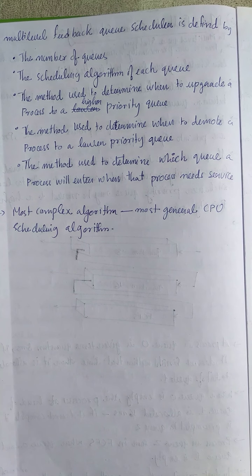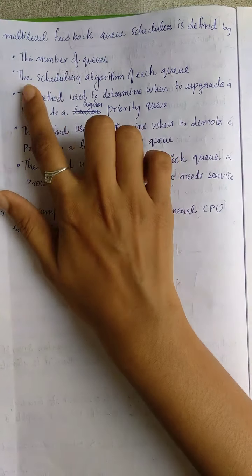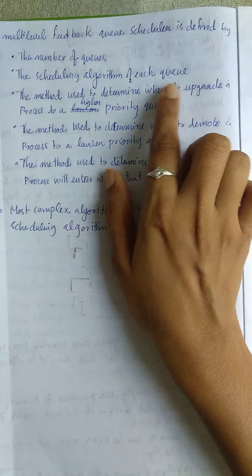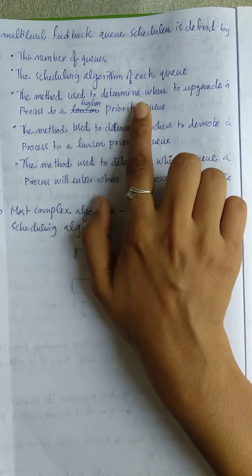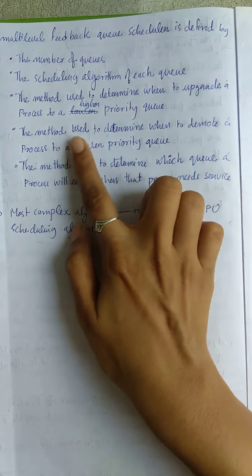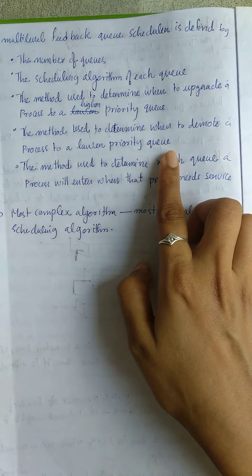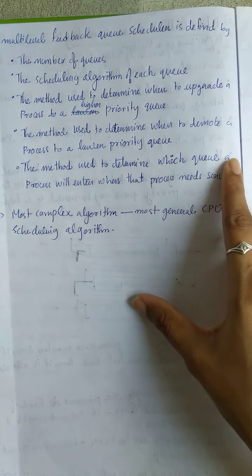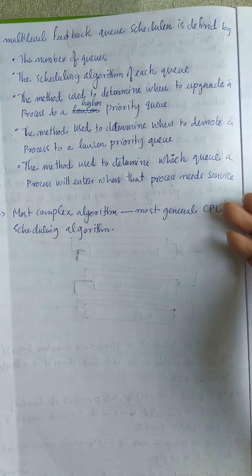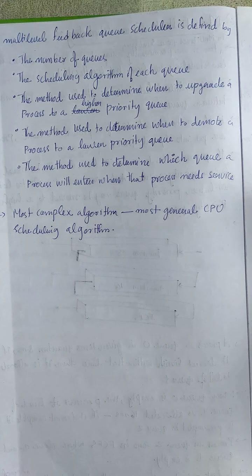Multi-level feedback queue schedulers are defined by 5 different characteristics: the number of queues, the scheduling algorithm used for each queue, the method used to determine when to upgrade a process to a higher priority queue, the method used to determine when to demote a process to a lower priority queue, and the method to determine which queue a process will enter when that process needs service. So with all these 5 characteristics, you define a multi-level feedback queue scheduler.